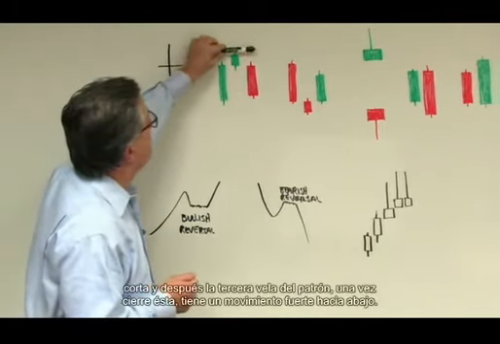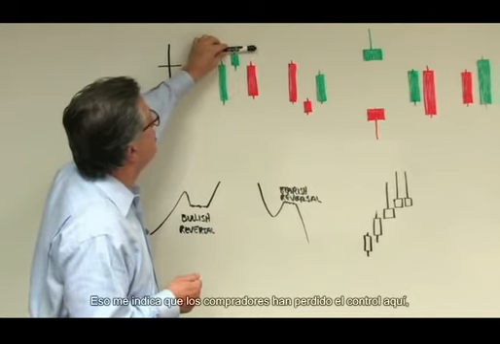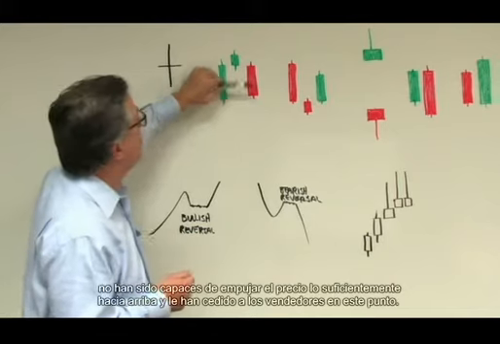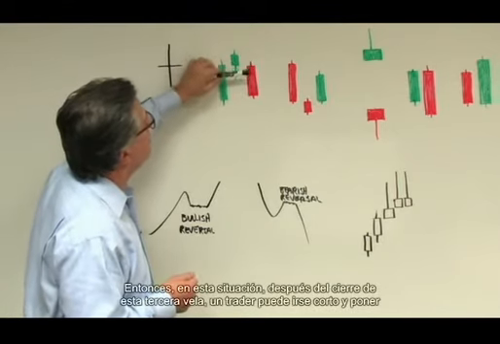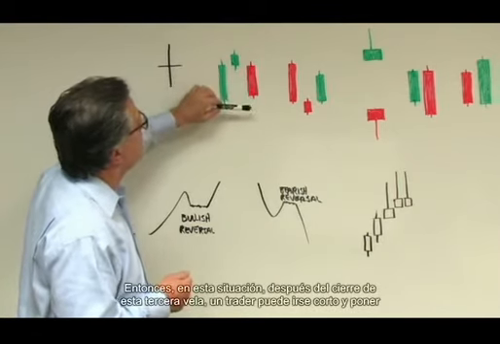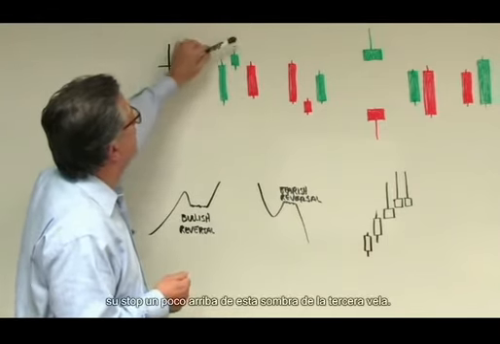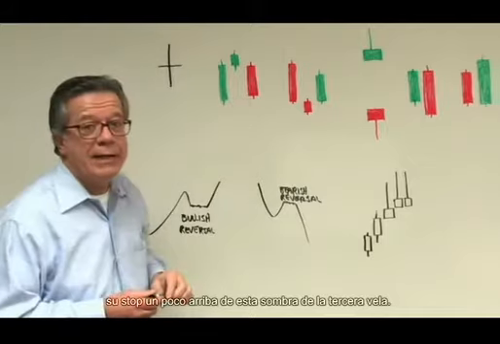Now that indicates to me that the buyers have kind of lost control here. They haven't been able to push the price up enough, and they've kind of given way to the sellers at this point. So in this situation, after the close of this third candle, a trader could go short and place their stop just above the highest wick in this third candle.